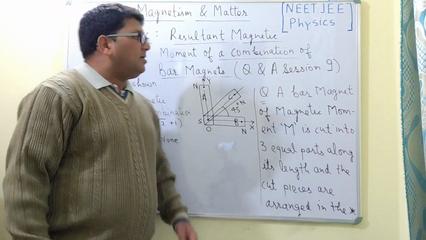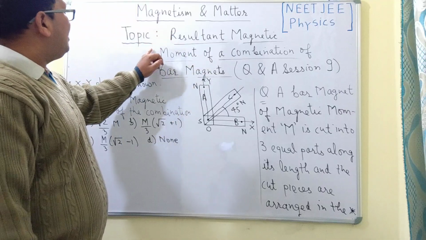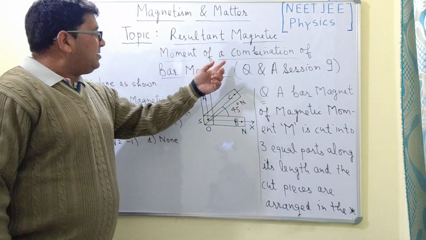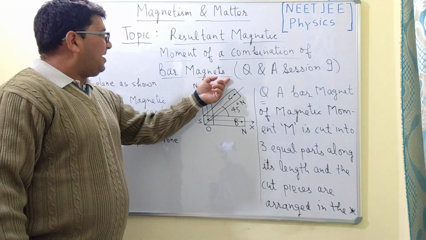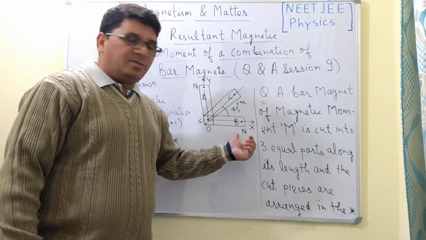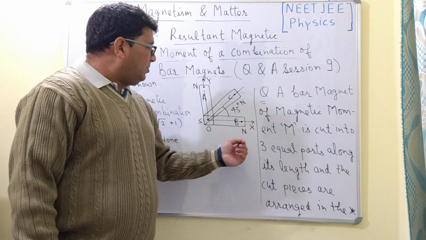Good evening, everyone. Welcome to session number 9 from the chapter of magnetism and matter. The topic is the calculation of the resultant magnetic moment of a combination of bar magnets. Based on this topic, I have framed one question which is written here on this board.